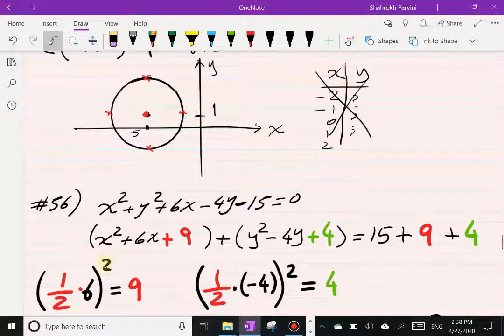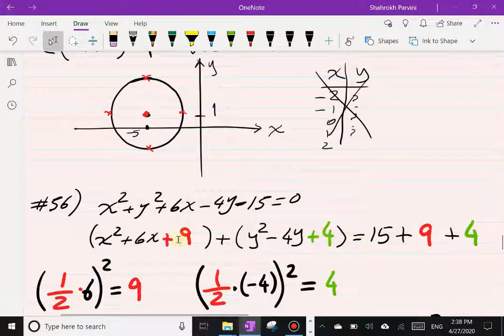Half of 6 is 3, 3 squared makes 9, and here you go, this is 9. The next one, y squared, negative 4y, half of negative 4 is negative 2. You square, you get 4. So I'm going to add 9 in the first expression, and I'm going to add 4 in the second expression.